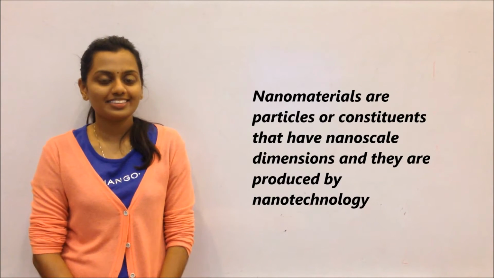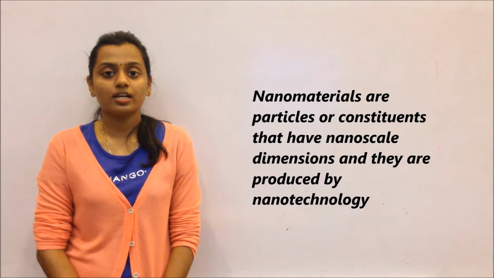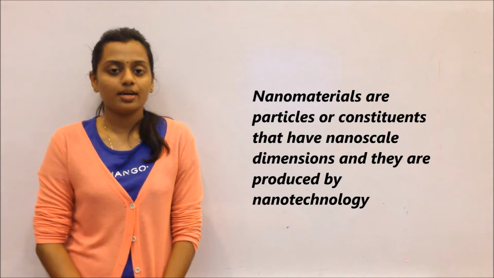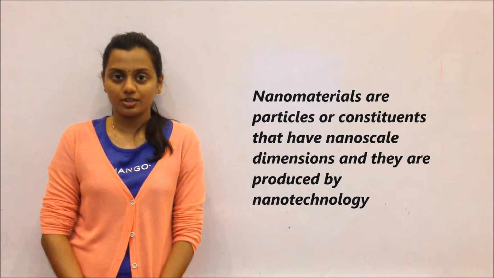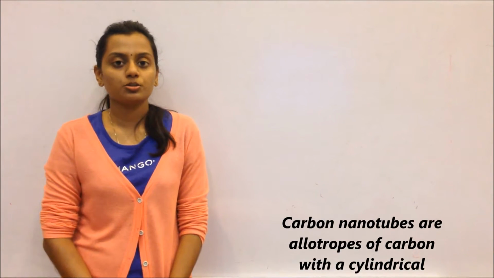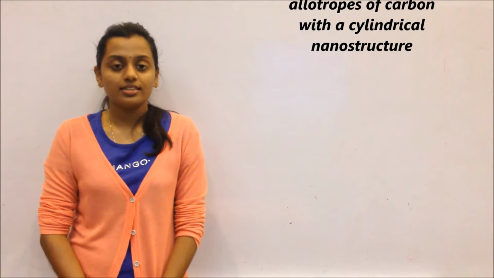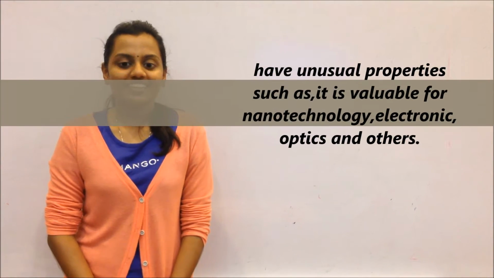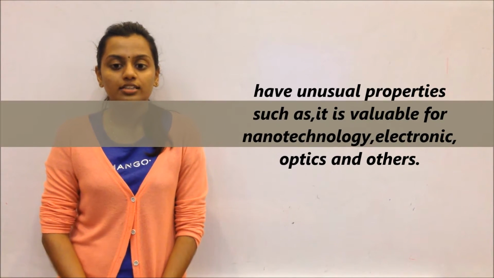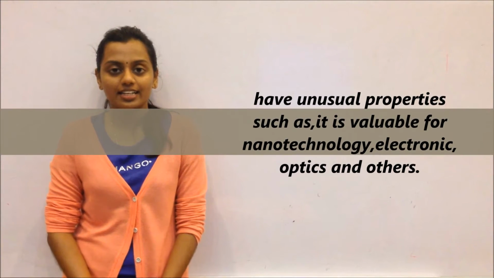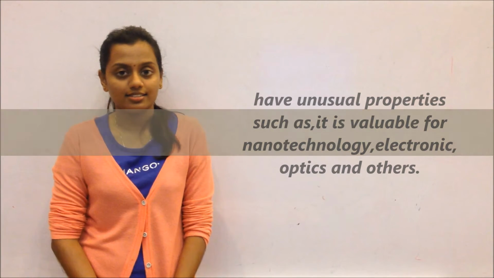What are nanomaterials? Nanomaterials are particles or constituents that have nanoscale dimensions and they are produced by nanotechnology. What are carbon nanotubes? Carbon nanotubes are allotropes of carbon with a cylindrical nanostructure. These cylindrical carbon molecules have unusual properties, such that they are valuable for nanotechnology, electronics, optics, and others.